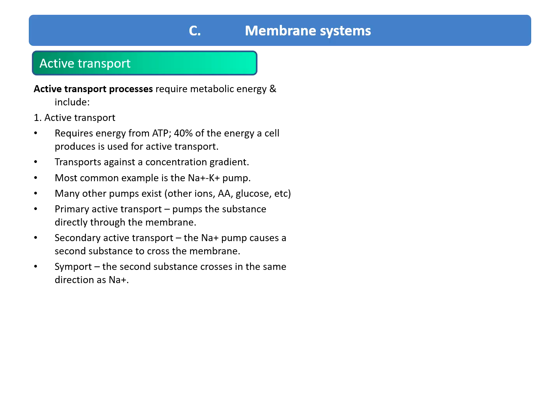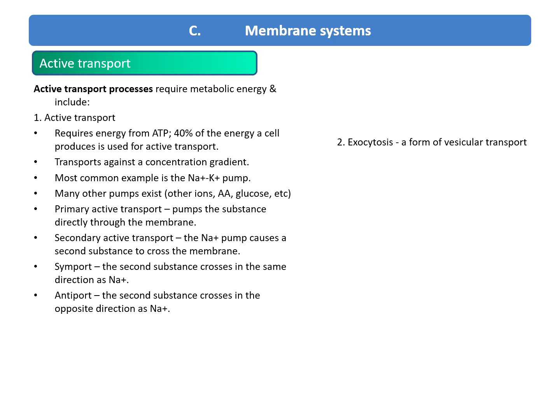Symport, the second substance crosses in the same direction as sodium, and antiport, the second substance crosses in the opposite direction as sodium. Exocytosis is a form of vesicular transport. We'll see why in a moment. And endocytosis is another form of vesicular transport. These are both active transport processes that require energy. Endocytosis includes phagocytosis, pinocytosis, and receptor-mediated endocytosis.